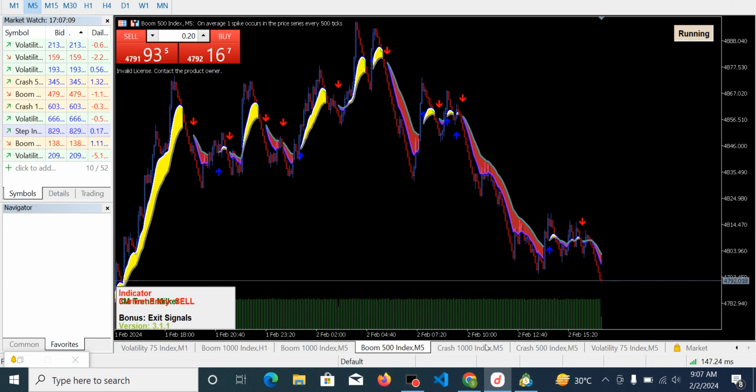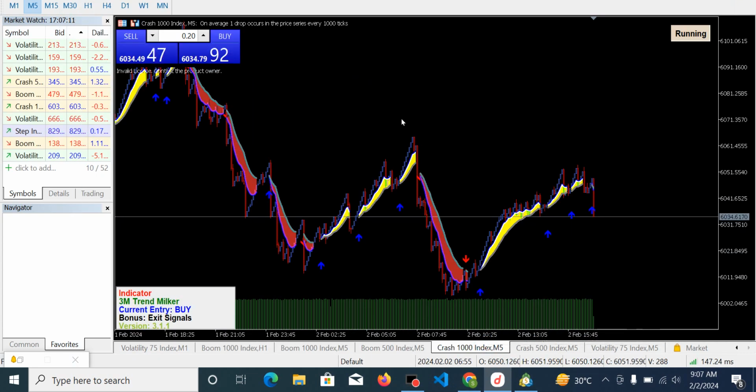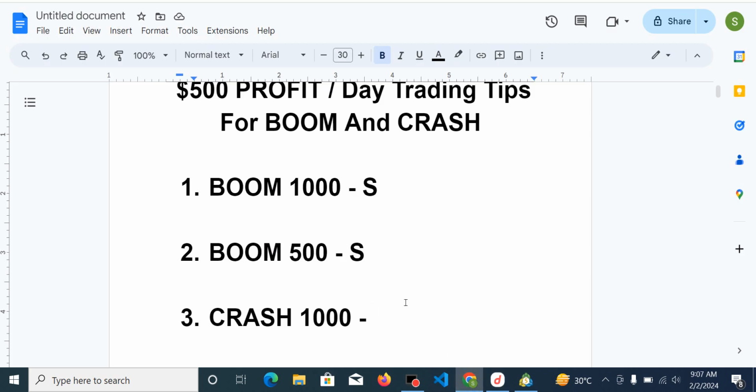So the next asset is going to be crash 1000. This is crash 1000. Crash 1000 had been on downtrend before, and of course got to this support zone, was unable to break out below it, so it's now on buy trend at the moment. But it needs to break out above that resistance zone, so it is still buying at the moment.